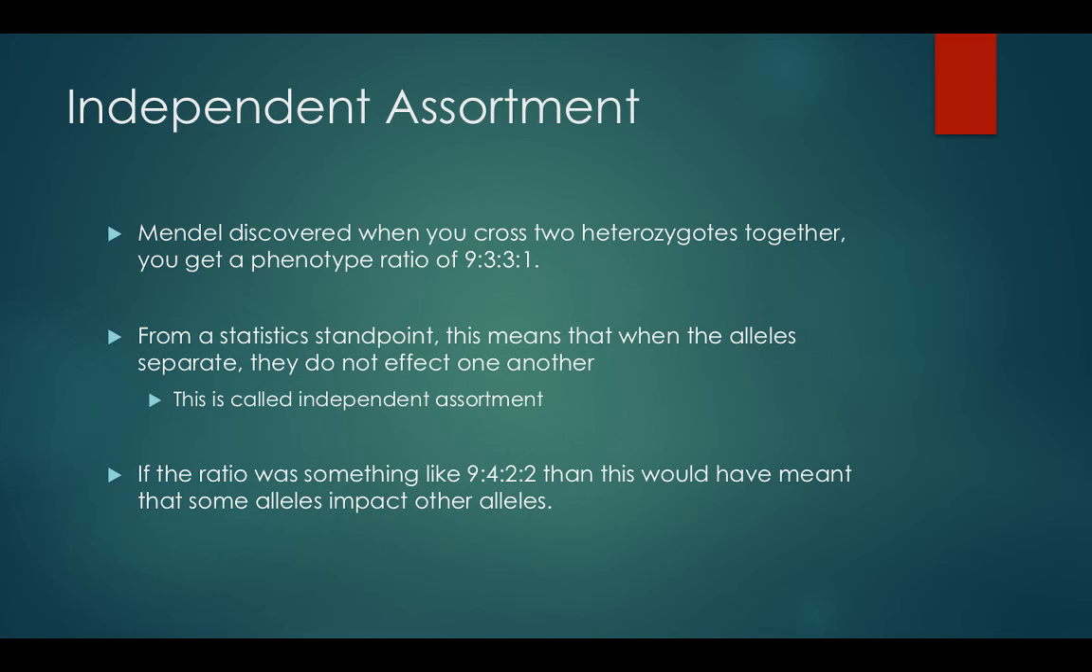So if the ratio was something like 9:4:2:2, this would mean that the alleles were somehow affecting each other, and we don't know how. And actually, what you're going to learn if you take AP Biology, you're going to learn how to take this ratio right here, or other ratios, and use it to predict where genes are located within the body. It's a pretty cool little trick you can do.